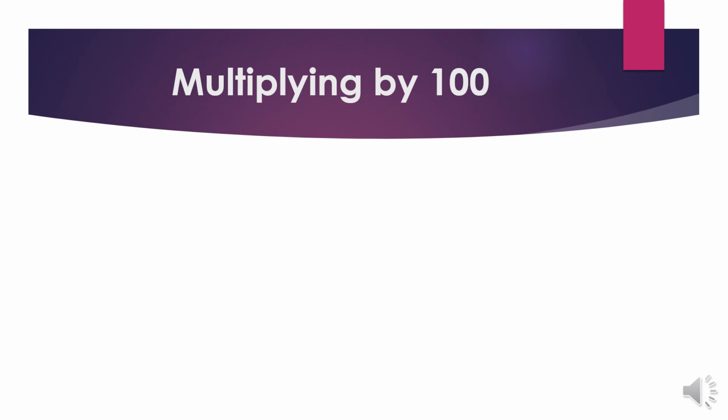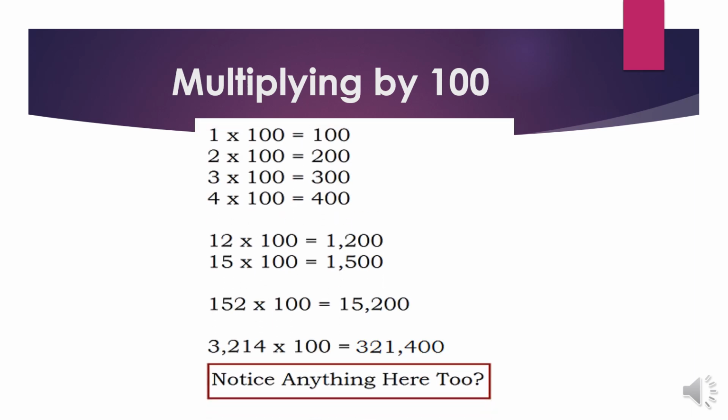Let's talk about multiply by 100. The amazing thing is that it's just the same as multiplying by 10. So what is the difference? The difference is here, this time we will add 2 zeros. Like 1 times 100, 100, 2 times 100, 200, 3 times 100, 300, 4 times 100, 400. Now 12 times 100 will be 1200. 15 times 100, 1500.